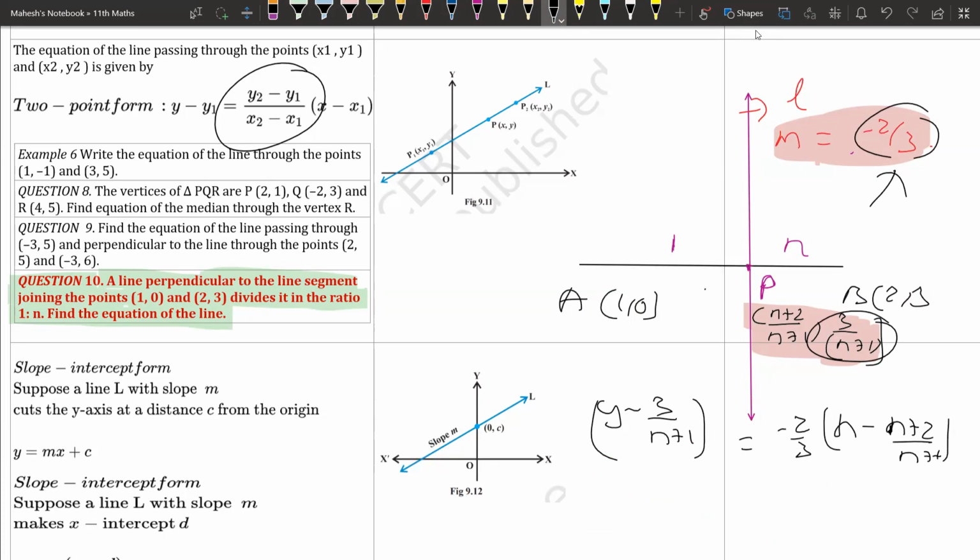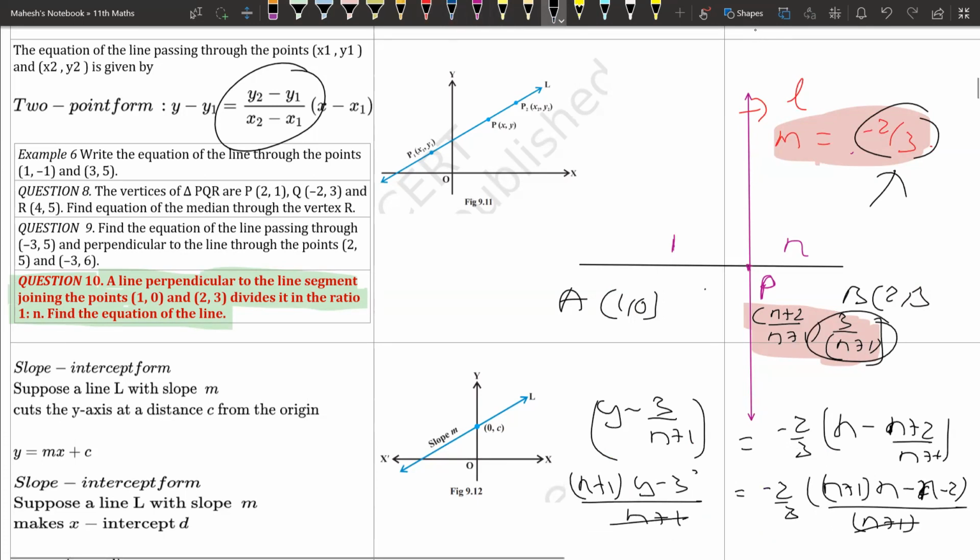So further we will simplify it. And this will give you (n plus 1) times (y minus 3 over (n plus 1)), and this way you'll get minus 2 over 3 times (n plus 1) times (x minus (n plus 2) over (n plus 1)). Clearly n plus 1 gets cancelled. So our final equation, when multiplied by 3, is 3 times (n plus 1) y minus 9 equal to minus 2 times (n plus 1) x plus 2x plus 4. That will be the equation of this line.